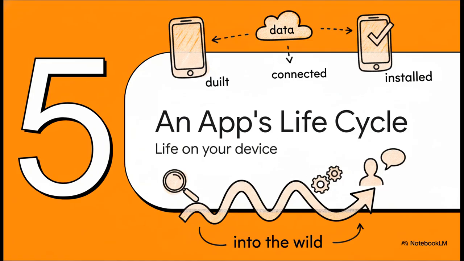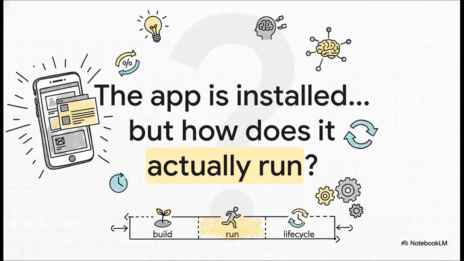Okay, so the app is built, it's connected to data, and it's finally installed on your phone. So the developer's job is done, right? Well, not quite. Now we get to explore its life after it's been released into the wild. This is the final act in our story. We know how it's built, but how does it actually run? How does your phone manage dozens of apps all at once without just grinding to a halt?